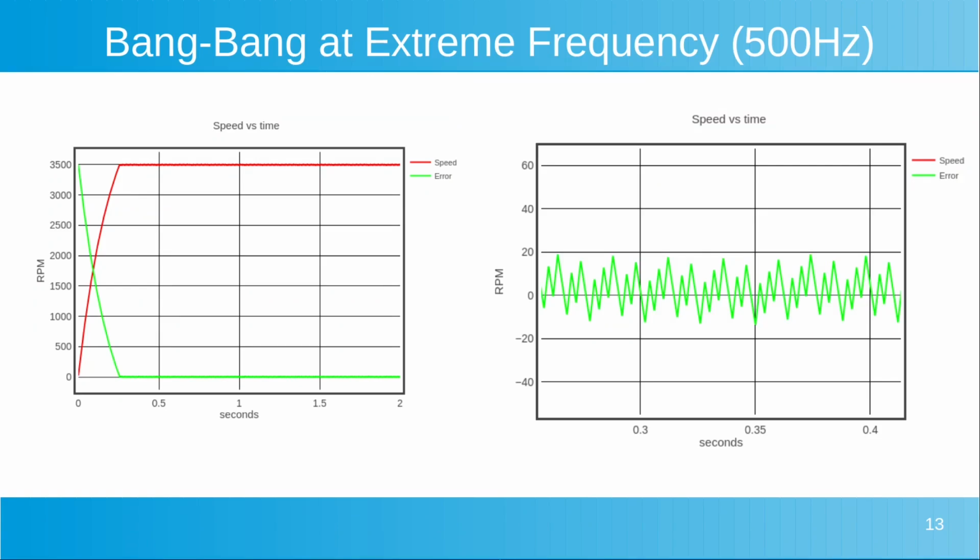Furthermore, when we go to an extremely high frequency of 500 Hz, you can barely see the oscillation in the zoomed out view. When we zoom in, you can see an oscillation amplitude of about 35 RPM peak to peak. This is very good precision, which is always afforded by an extremely high control frequency. However, in practice, you can usually only achieve this high of a control frequency with a dedicated controller that only runs a single motor.